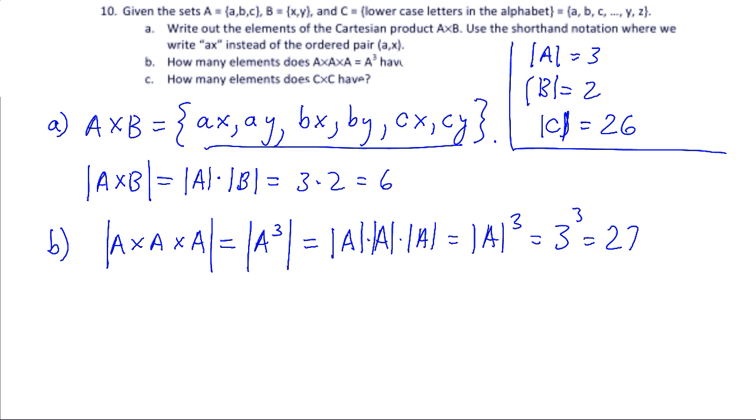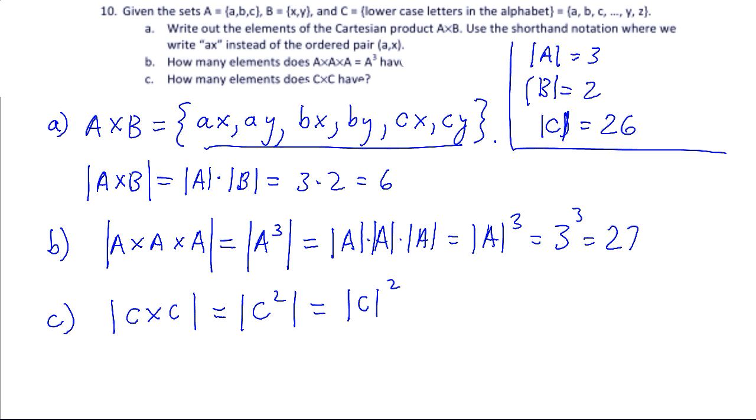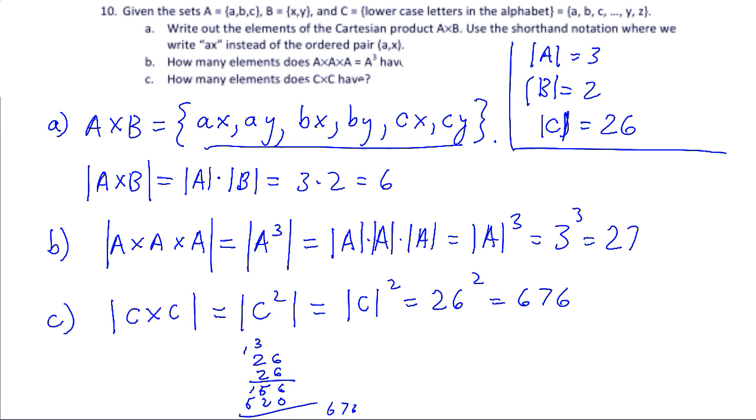Finally, how many elements does C cross C have? C cross C, the size of that set, well, that set is equal to C squared, so it's the size of C squared, or 26 squared. 26 times 26, 36, carry a 3, 12, 15, 0, 12, 5, and that sums to 676. Okay, and I think that finishes up this homework set. Yeah, so there were problems 8, 9, and 10 of homework 3.